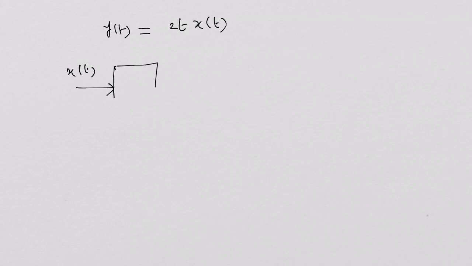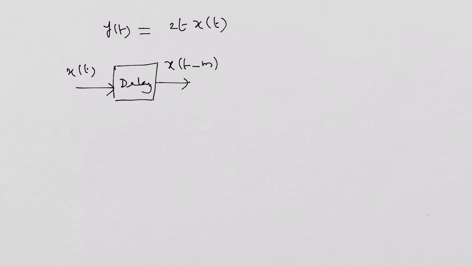Let's check with an example. I have a system y of t equal to 2 into t into x of t. Let me take this block diagram. Let us apply the input. What is the input? x of t is the input. What should be the first step? First delay the input. Produce the delayed input.